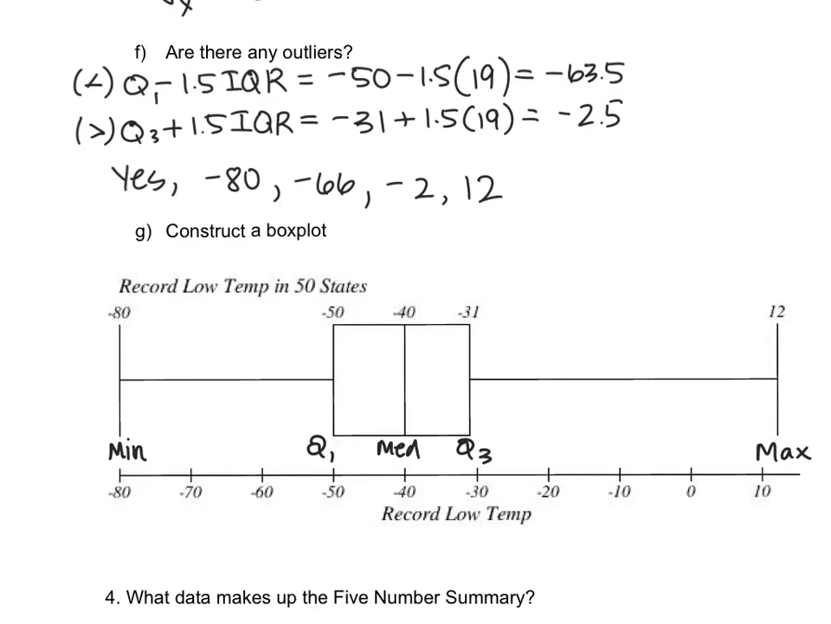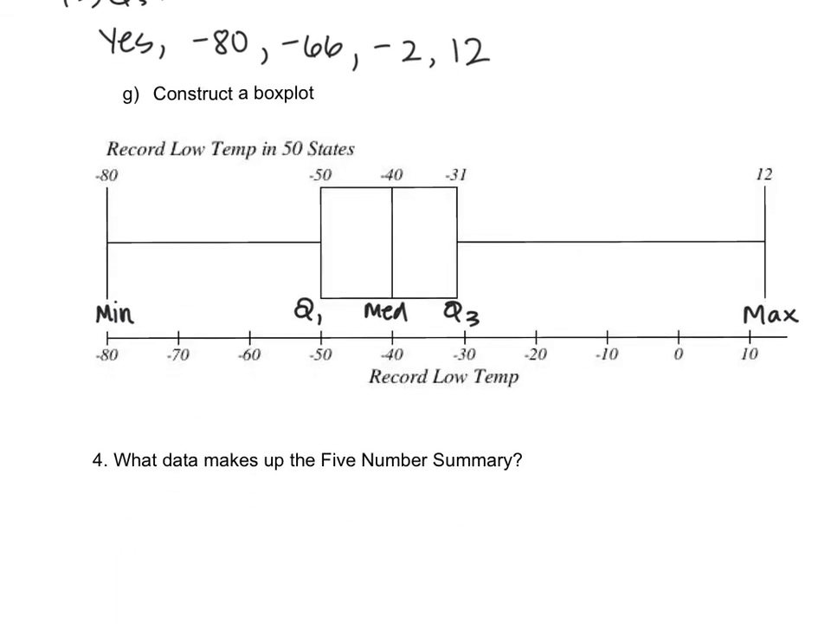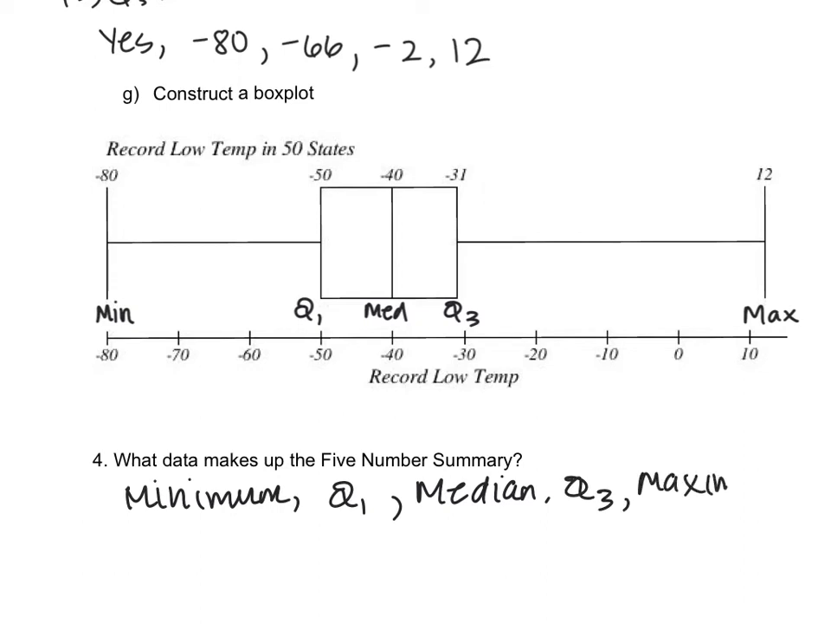Okay. So that leads me directly into question 4. What data makes up the 5-number summary? So for anything, the 5-number summary, that's exactly what is displayed in a box plot. So the minimum, quartile 1, the median, quartile 3, and the maximum. Those 5 numbers make up the 5-number summary, and they're the 5 numbers we use to construct a box plot. So as long as you know how to construct a box plot, you know the 5-number summary, and vice versa.